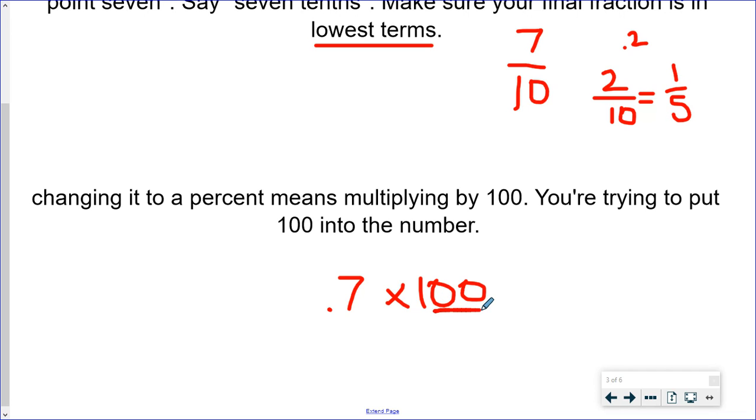Then the number of zeros, 2 here, tells you how many places to move the decimal. And I want to move that decimal to the right 2 places because I want to make the number bigger. If I was dividing, I'd move it to the left, but I'm multiplying, so I'm going to move it 2 places to the right. And anytime there's an open gap, I put a 0 there. So that means that answer is going to be 70, and then I label it with a percent. Okay, so changing it to percentage, you're basically multiplying by 100 every single time, whether it's a fraction or a decimal. The decimals are a little easier because all I have to do is move the decimal place over.